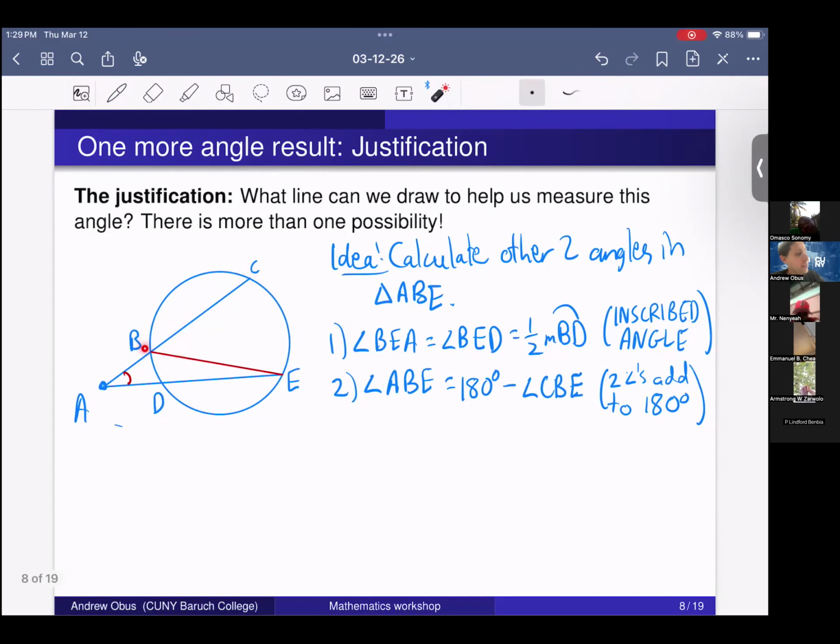And now look at this angle CBE. What kind of angle is it? Again, it's an inscribed angle, just like all of these other ones. That means its measure is 1/2 the measure of the arc. So angle ABE is equal to 180 degrees minus 1/2 the measure of arc CE. Okay.